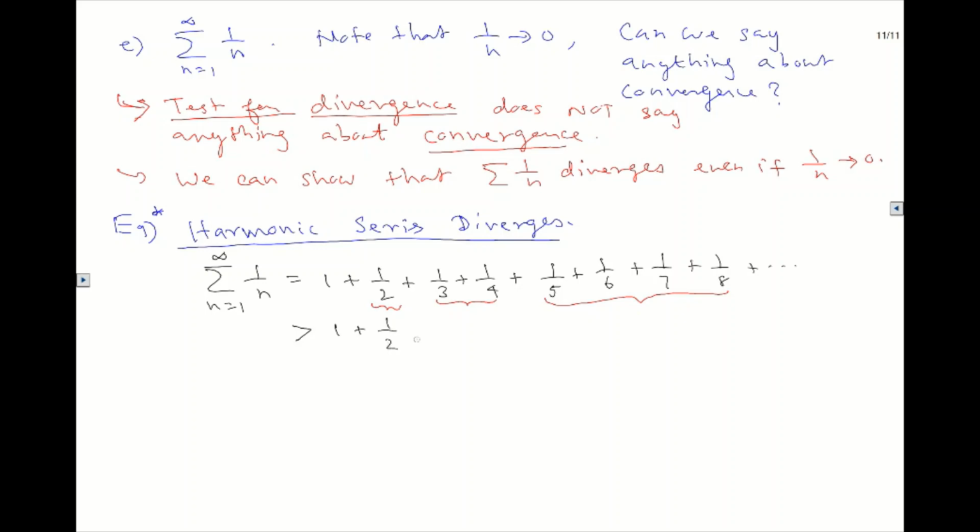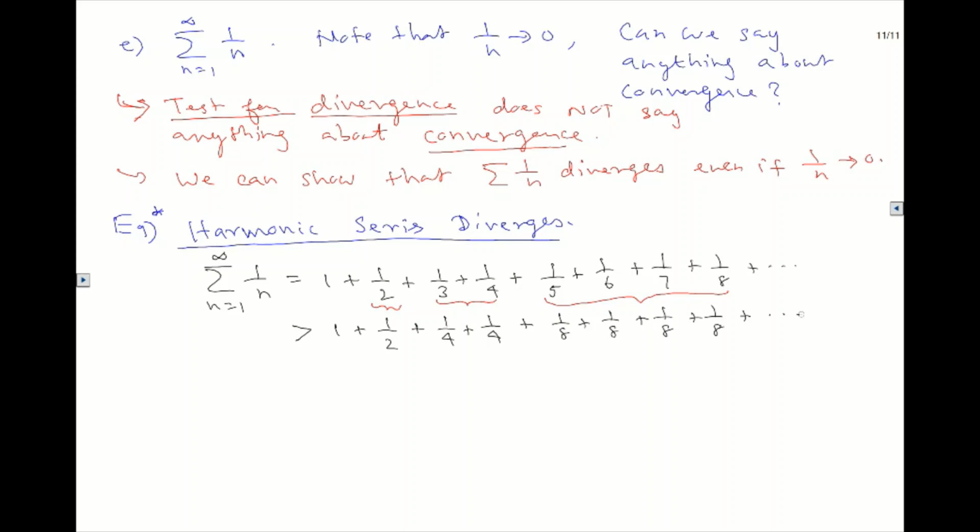You don't see anything here, but what we can do is replace the rest of the terms in this group by the smallest. What is the smallest here? 1 over 4. So I'm going to put 1 over 4 here. So you can see that this sum is smaller than the sum above it. Plus here we're going to replace the group by the smallest one: 1 over 8, 1 over 8, 1 over 8, 1 over 8. In the next one it is 1 over 16, and then 1 over 32, like that. So we replace each term within the group by the smallest one.